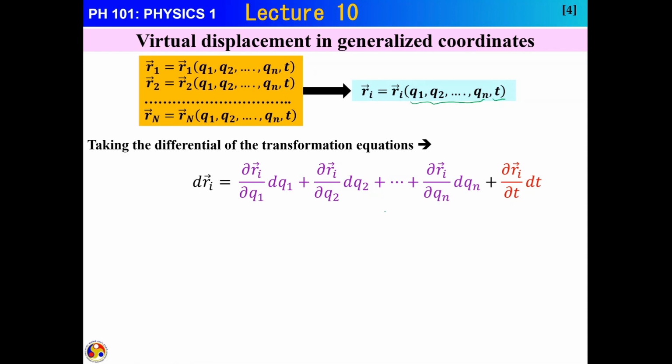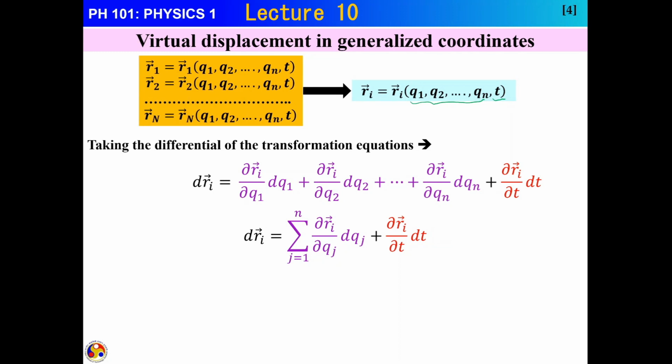And these are all the same generalized coordinates. So therefore, we can write it in this simple fashion that dri is nothing but the summation over 1 to n of the partial derivative of ri with respect to the generalized coordinate, times the change in the coordinate. I'm sure there is no confusion here.